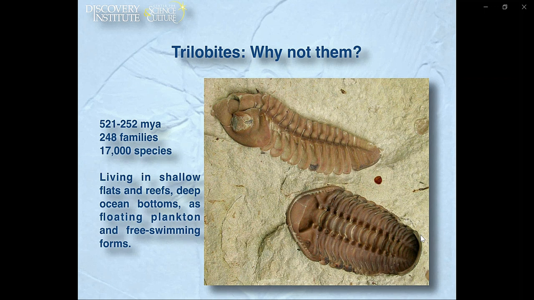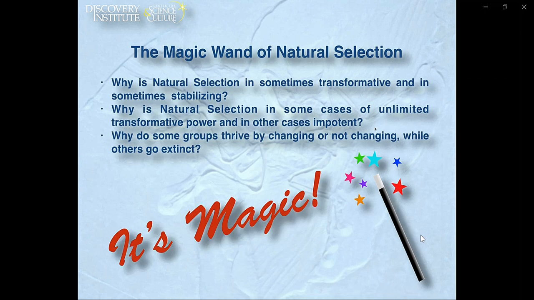They lived in all different kinds of biotopes, but still they went extinct, and horseshoe crabs survived. Now the usual answer by evolutionists is that natural selection is the answer. Natural selection can be transformative when the ecological conditions, the surroundings, change, but if nothing in the ecosystem changes, then natural selection is the opposite, it's stabilizing. So it's like a magic wand, explaining everything. It's explaining change, and it's also explaining no change.